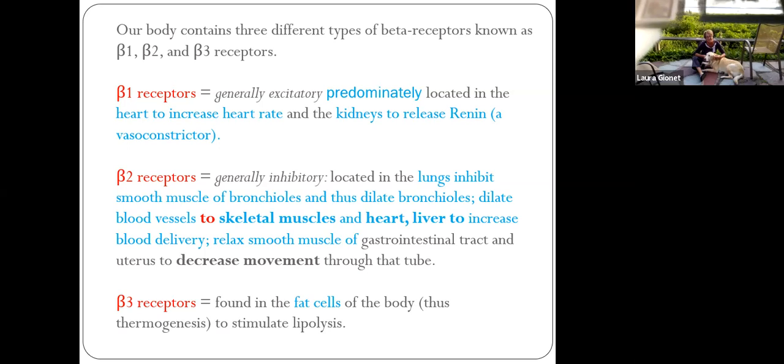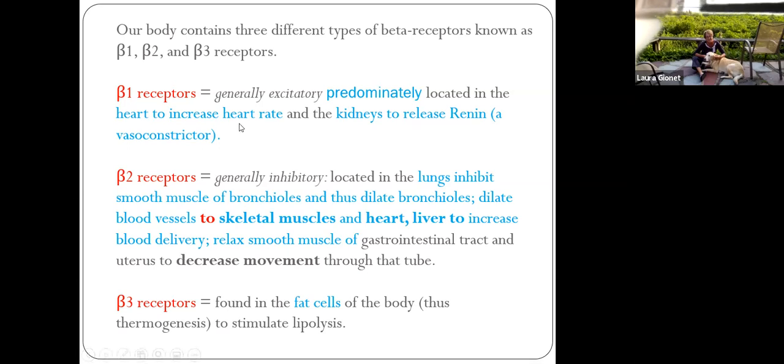intestine until later when we can fully send more blood to the area so we can absorb and transport all those molecules that we have worked so hard to break down to the building block forms of all those organic molecules that we learned in chemistry, and transport them to organs. So we're going to slow down the digestive system, and the uterus, to decrease movement through that tube. Beta-3 receptors are found in fat cells of the body to stimulate lipolysis, which means we start breaking down fat, maybe making some of that available as an energy source as well. But that's kind of like an FYI. Definitely, I would know beta receptors, primarily the heart, predominates in the heart, increase.